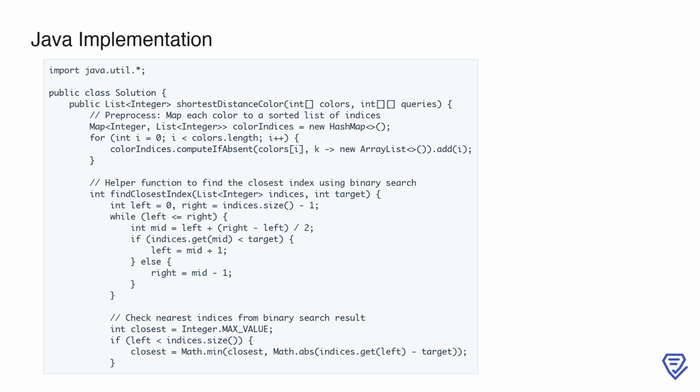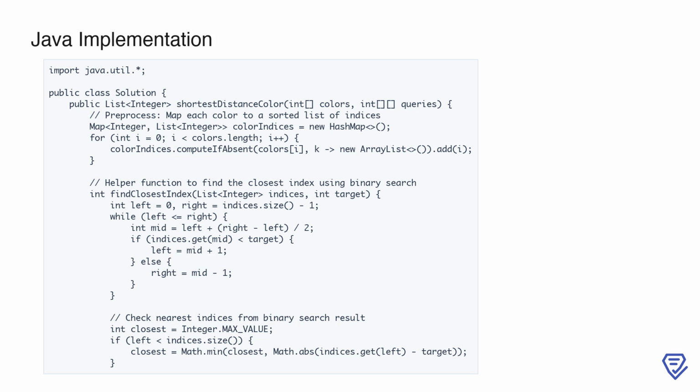As we iterate through the colors array, we populate this map using the computeIfAbsent method, which ensures that each color key is associated with a list. If the key doesn't exist yet, it initializes a new array list for that color and then appends the current index. Next, we define a helper function, findClosestIndex, which implements binary search to determine the nearest index of a specified color. Within this function, we use a standard binary search approach, adjusting the left and right pointers based on the midpoint value.